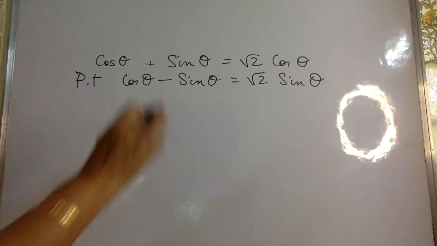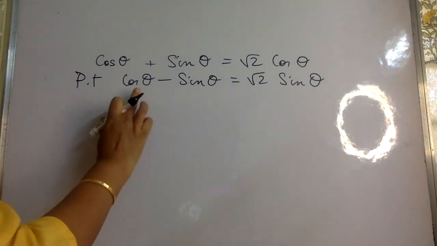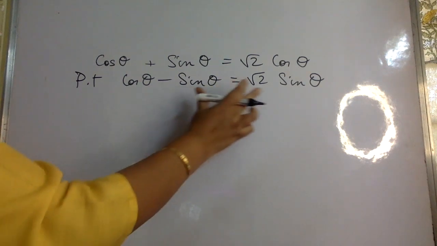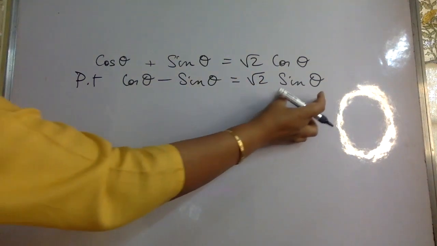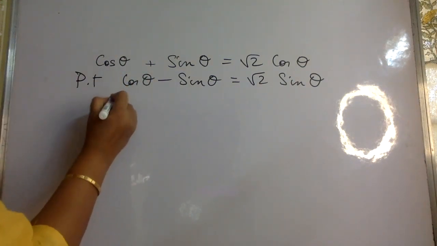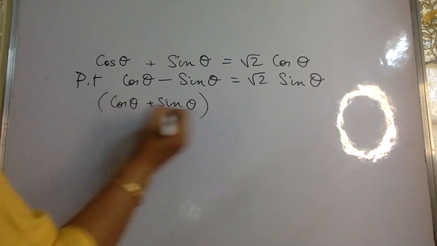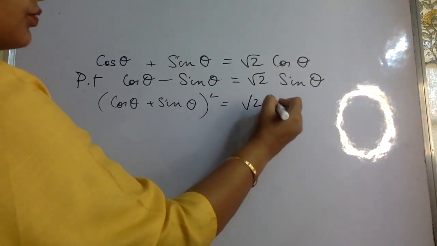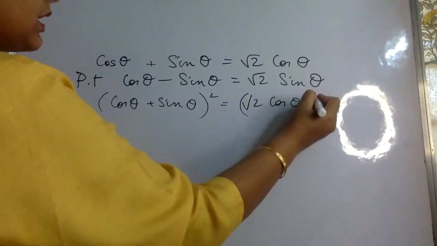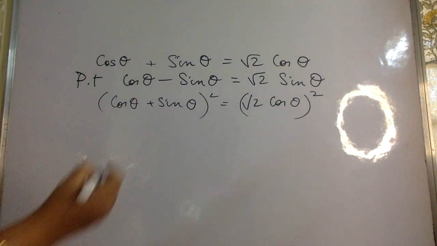Here we have cos theta plus sin theta is root 2 cos theta. We have to prove cos theta minus sin theta is root 2 sin theta. Note the change here. So we'll start from what has been given to us. It is cos theta plus sin theta, and let us do a whole square, then root 2 cos theta. If we are squaring, we have to square both sides. So we have started with what has been provided to us.